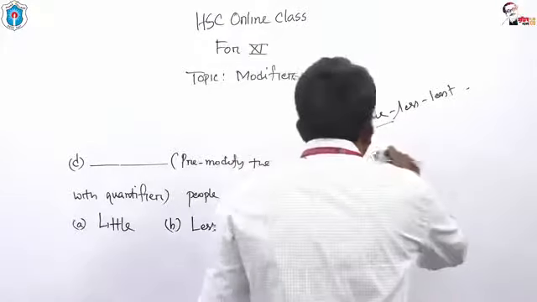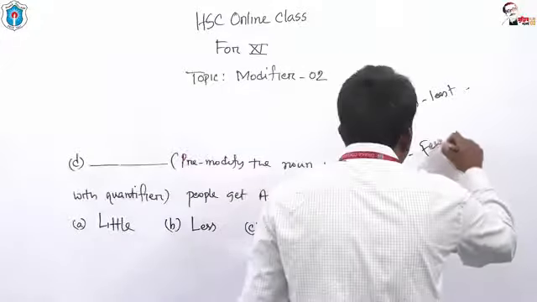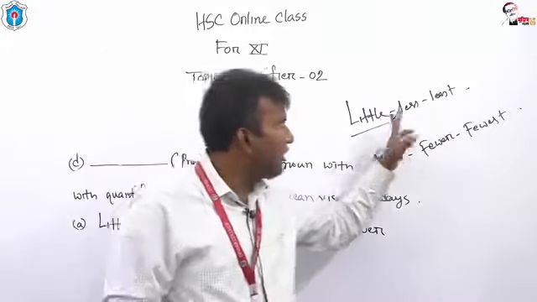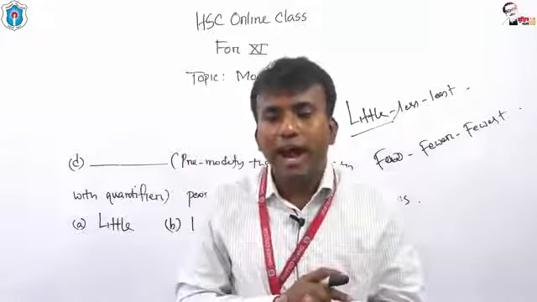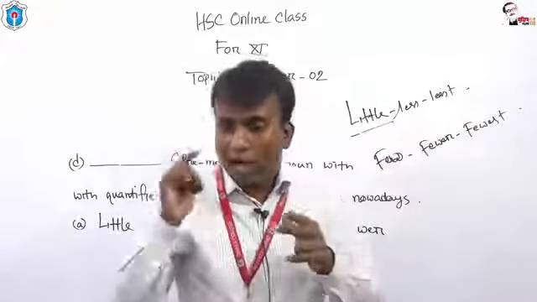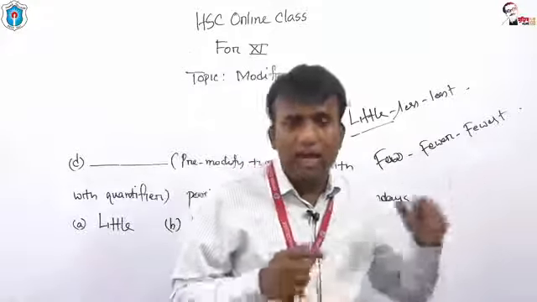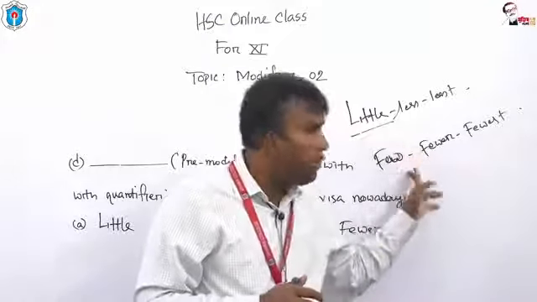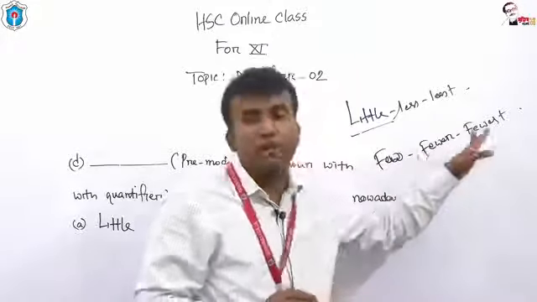Okay. Now look. Few is also an adjective. That's why few will have 3 forms: few, fewer, fewest. Little, less, and least are always used before an uncountable noun, but few, fewer, and fewest are always used before a countable noun. So my dear students, you can use few, fewer, and fewest only when you get a countable noun after these forms, few, fewer, fewest.